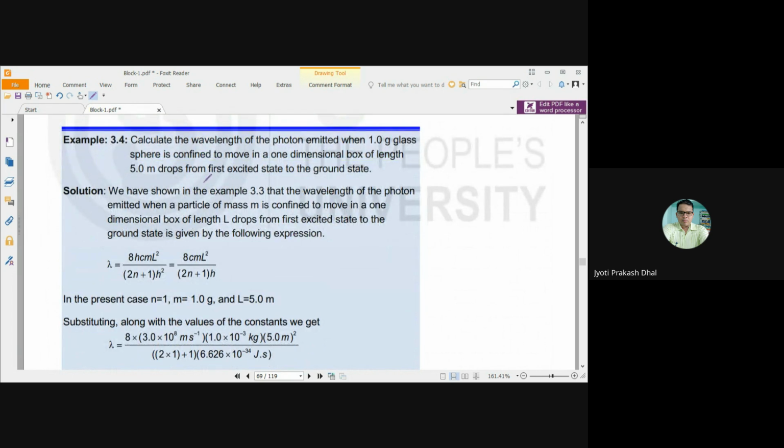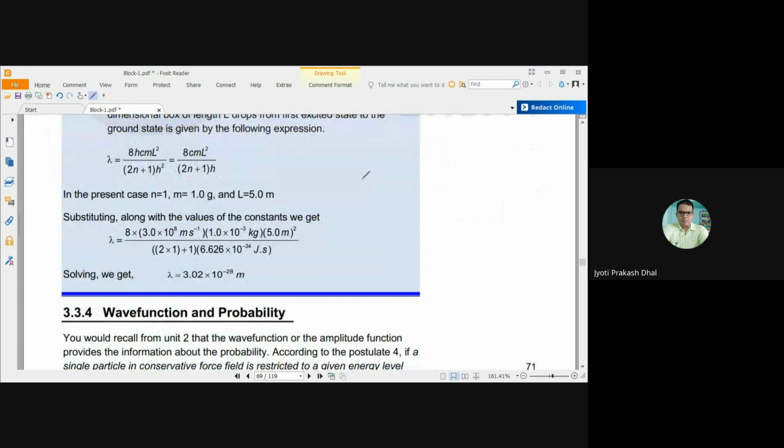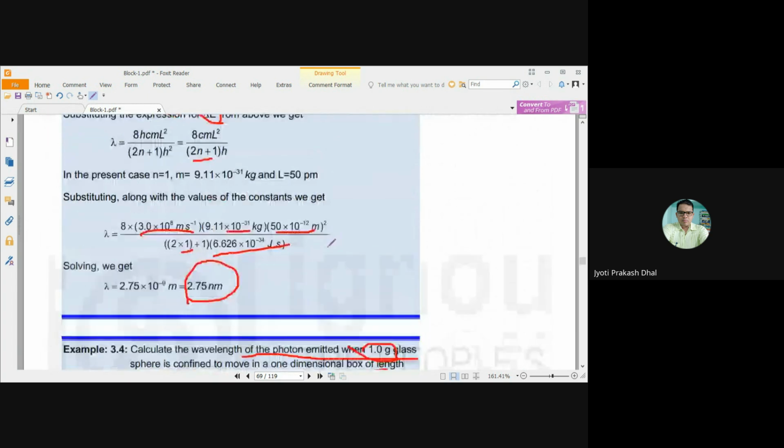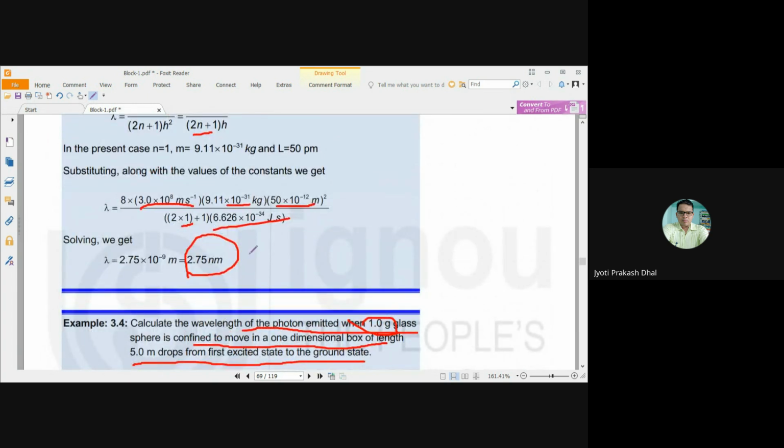Another question is: calculate the wavelength of the photon emitted when a 1 gram glass sphere confined to move in a one-dimensional box of length 5 meter drops from the first excited state to the ground state. Following exactly the same expression, we find lambda equals 3 into 10 to the power minus 28 meter. So here the wavelength will be extremely small because the particle is a macroscopic particle, that is 1 gram mass. But for the electron, lambda equals 2.75 nanometer.